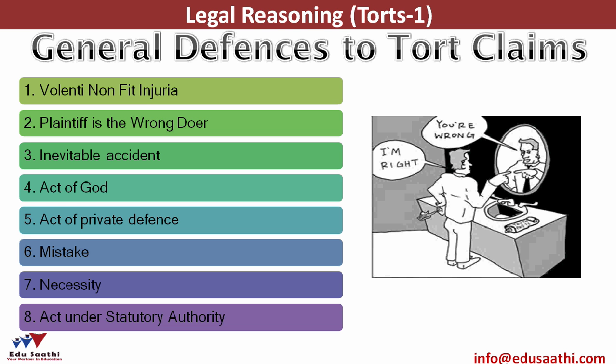So in this case you can take all these defenses which are stated here, all these 8 defenses, that is volenti non fit injuria, plaintiff is the wrongdoer, inevitable accident, act of God, act of private defense, mistake, necessity, or act under statutory authority. So these are the defenses which you can take to prove that whatever act you have done does not amount to tort, that you were right while doing these acts.